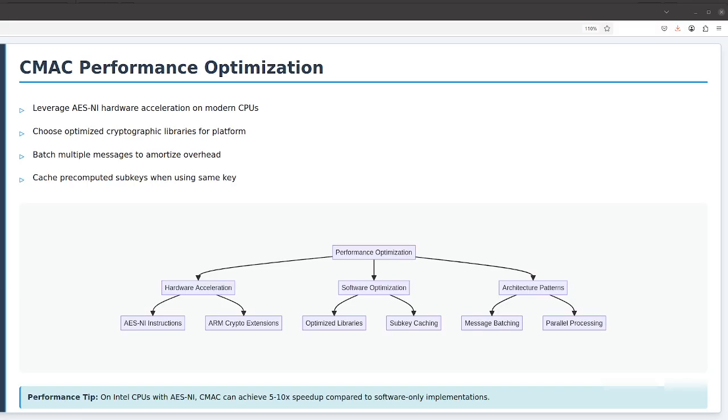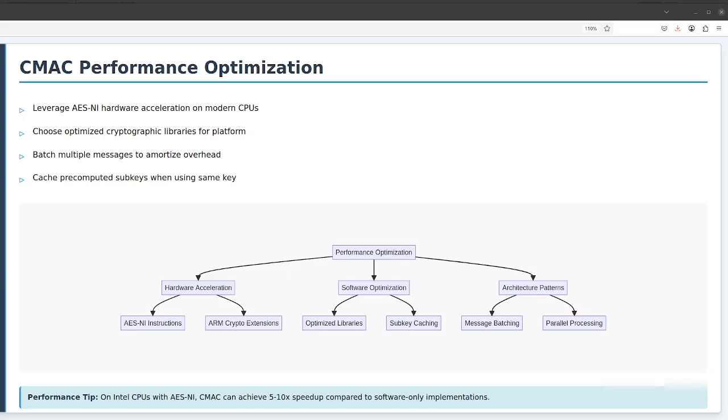Ensure your cryptographic library is compiled to use these instructions. On ARM processors, look for similar acceleration features. In cloud environments, select instance types that support these instructions. Software optimization starts with choosing an efficient library. OpenSSL is highly optimized and widely used. For specific platforms, native crypto libraries like Windows CNG or Apple Common Crypto might offer better integration.